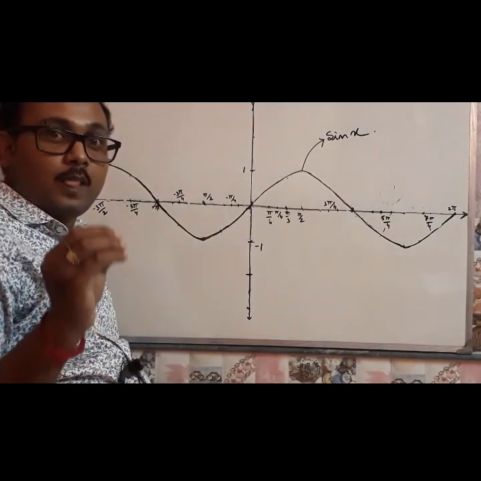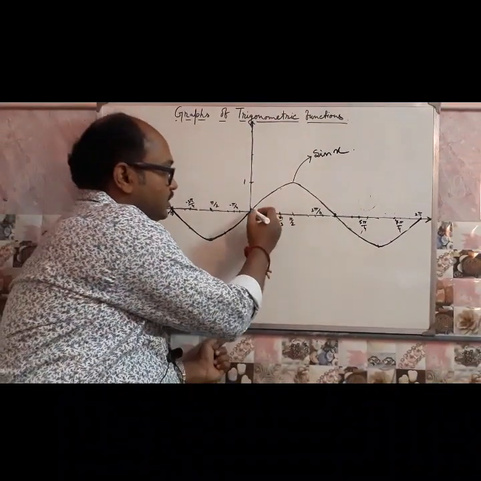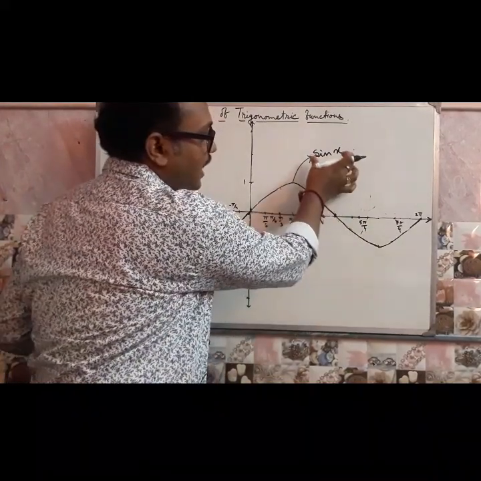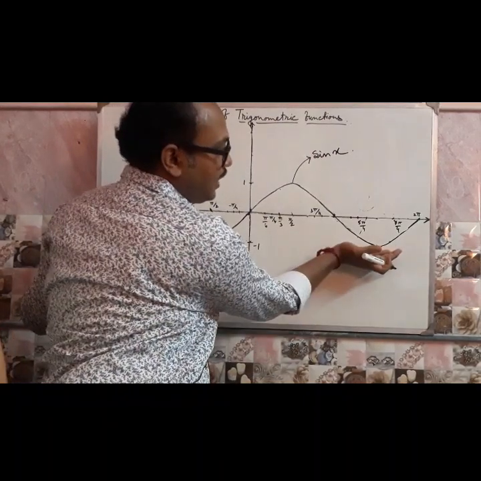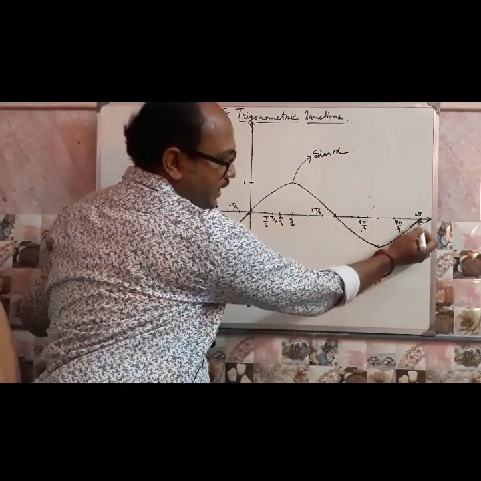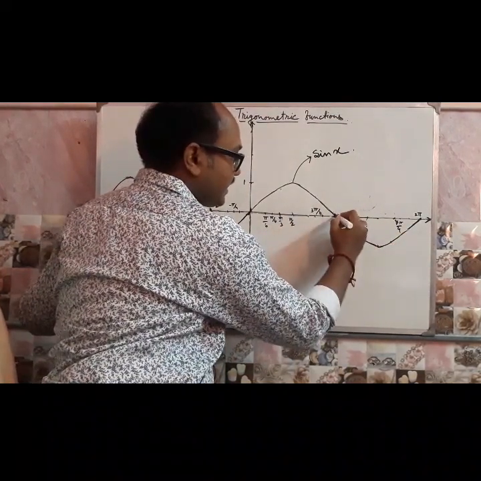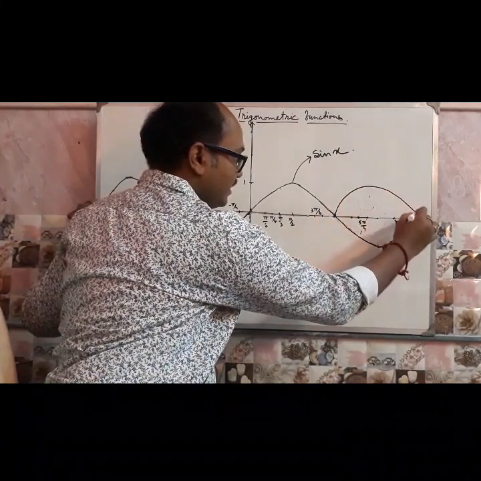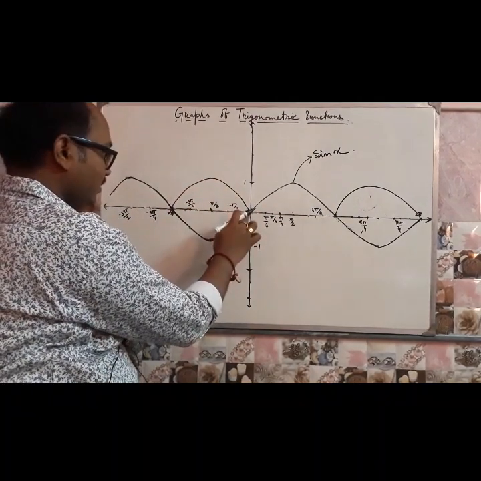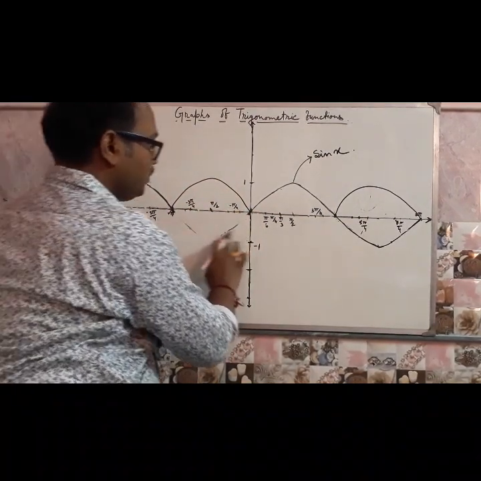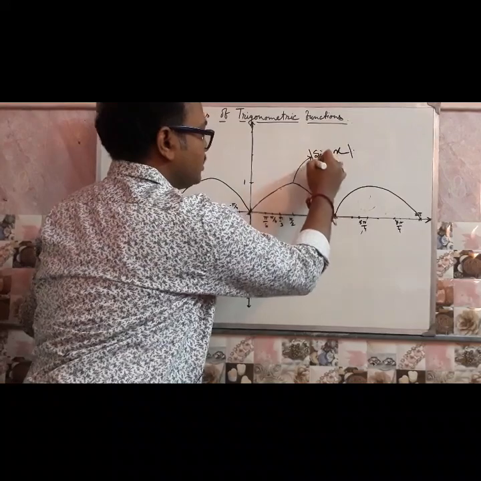For the graph of mod sin x, what will happen? Now you see this is the graph of sin x. If we apply mod upon sin x, what we will get? Now these negative values will be positive. We are to take the reflection of this negative part with respect to x axis. That means the graph will be like this. This negative part will not be there. This will be the graph of mod sin x.